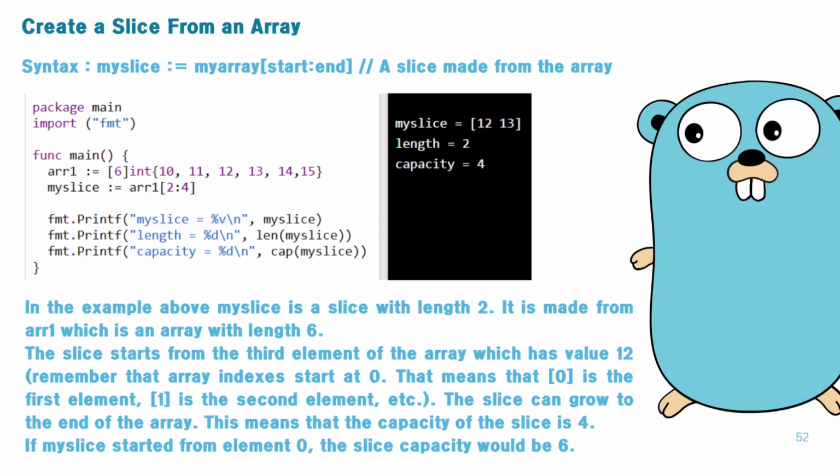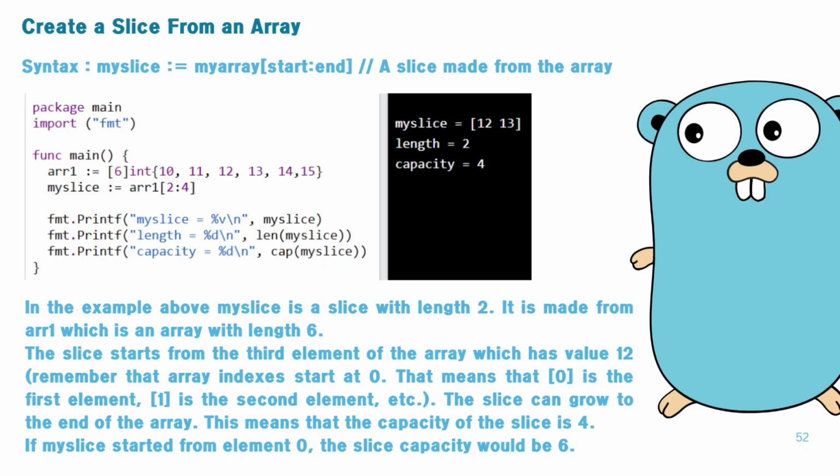Next thing is create slice from array. So here is the syntax where we can declare a slice from an array with starting index and ending index. Here if you see, we have declared one array and then we have created a slice out of it by giving its indexes. In this example above, my slice is a slice with length 2. It is made from array1, which is an array of length 6. Slice starts from the third element of the array, which has the value 12. Remember that the array index starts from 0. That means that 0 is the first element and 1 is the second element.